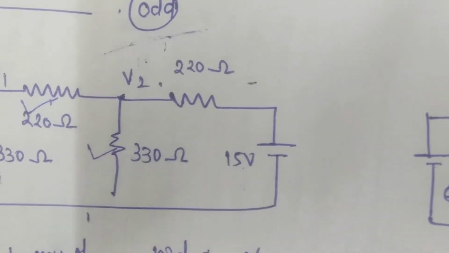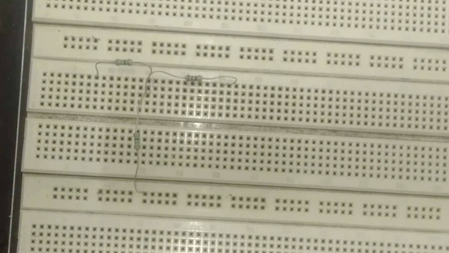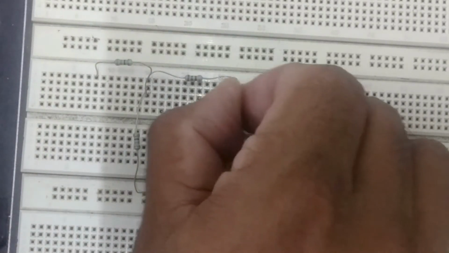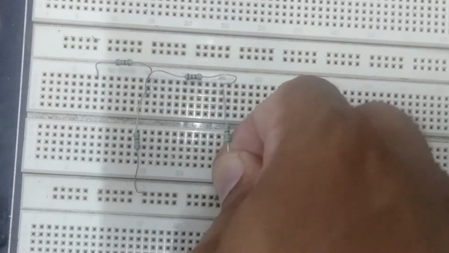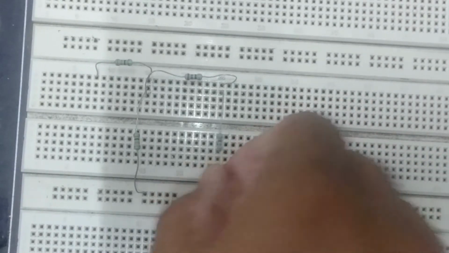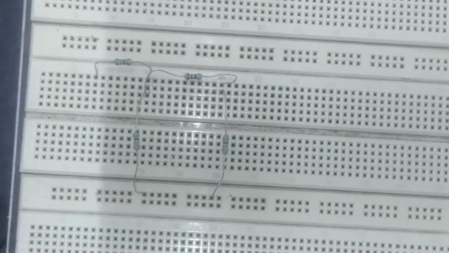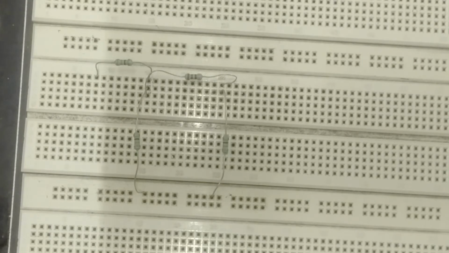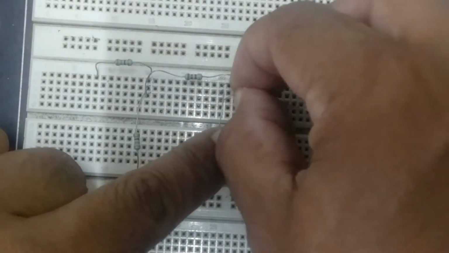Now I have to connect this 330 ohm resistor. So I will take this 330 ohm resistor. I have to connect it at the end leg of this. Now my circuit will be like this, 330 ohm. Now which resistor do I have to take? 330 ohm we have connected. Now I have to connect this 220 ohm resistor, so I will take this 220 ohm resistor and connect it over here.